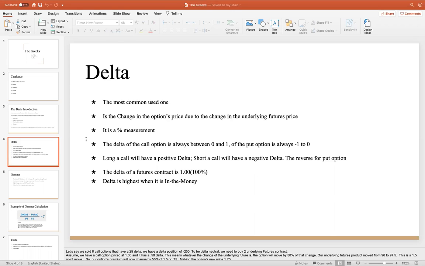And also assume we have a call option priced at 1 and it has a 0.5 delta. This means whatever the change of the underlying future is, the option will move by 50% of that change. Let's say the futures price moved from 96 to 97.5. So there's a 1.5 point move. So the option's premium will now change by 50% of 1.5, which is 0.75, making the new price of the option 1.75.